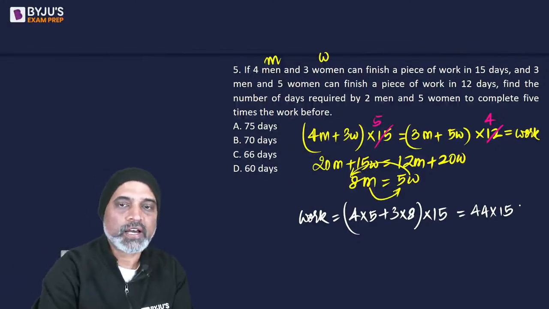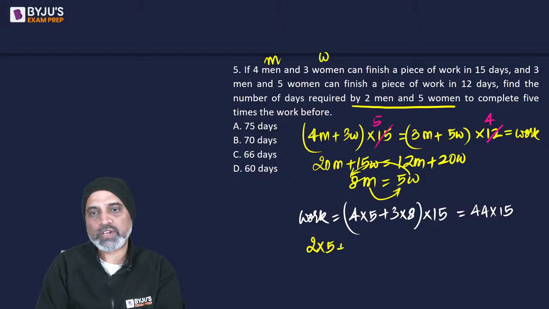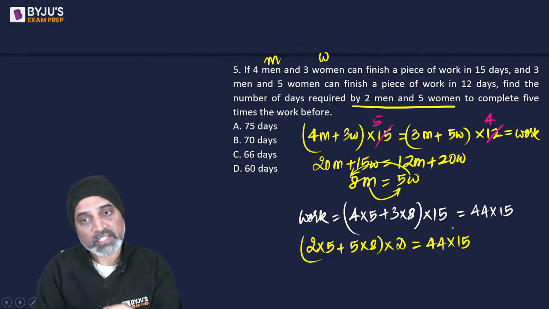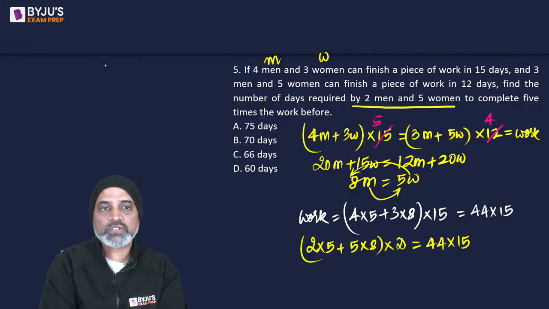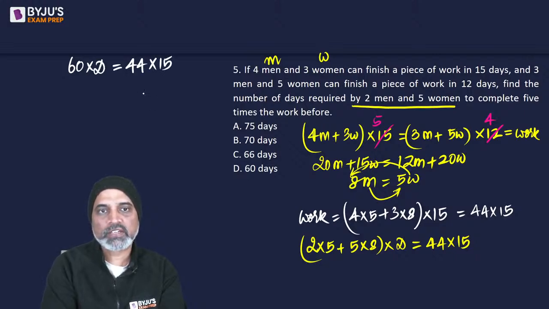Now, the question further asks us is, find the number of days required by 2 men and 5 women. So 2 men will be 2 into 5 and 5 women will be 5 into 8. For how long are they going to work? We don't know. And this is going to be 44 into 15, the work we just calculated. So this will result in 20 plus 40. So 60 into D is equal to 44 into 15. So 60 will cancel out and we will be left with 11. So D turns out to be 11.